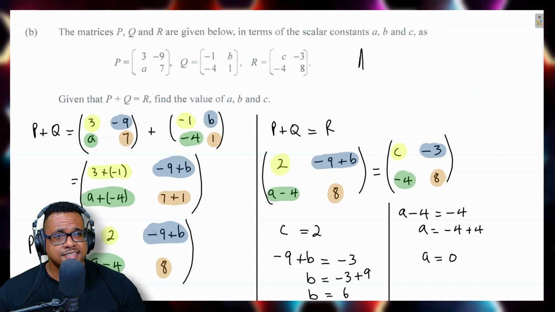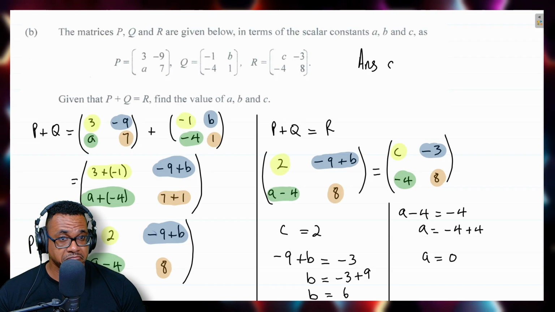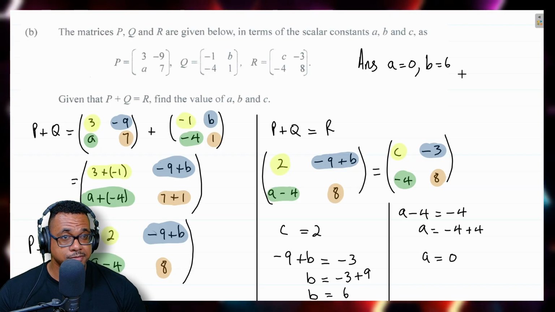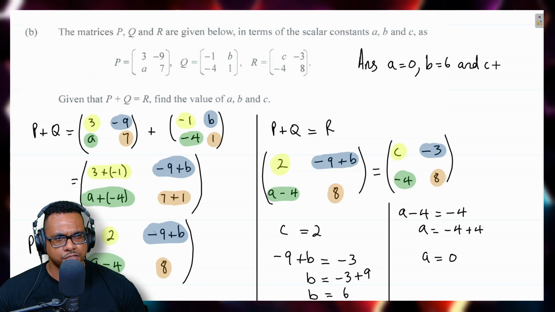So in terms of our answer, if you want, you could go in alphabetical order. A is equal to 0. Then you could go with B. B is equal to 6. And C is equal to 2.